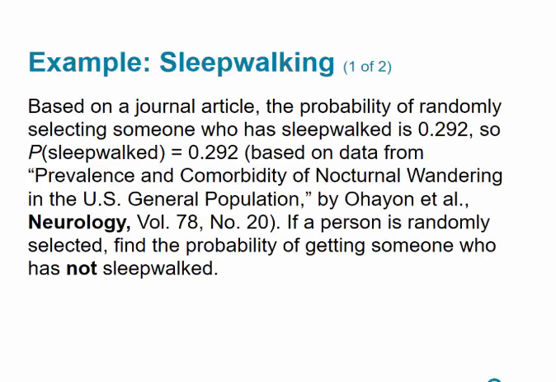So here's an example: sleepwalking. Based on a journal title, the probability of randomly selecting someone who has sleepwalked is 0.292. So the probability of sleepwalk is equal to 0.292 based on the data from this journal article. Now, if a person is randomly selected, find the probability of getting someone who has not sleepwalked.